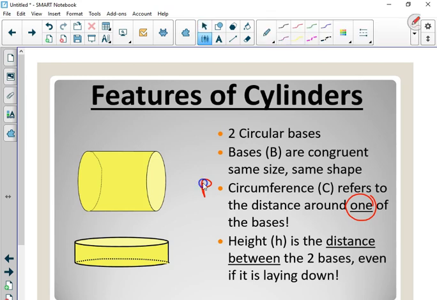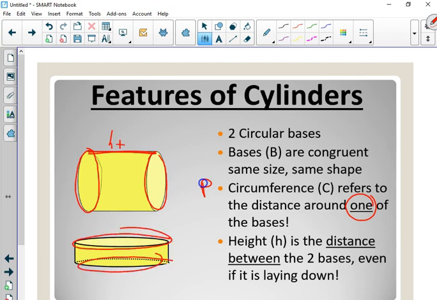Right? So, you have a circle here and a circle here. This is the height. It's laying down. You have a circle here and a circle here. This is the height standing up. So it's the connecting tissue between the two circles.